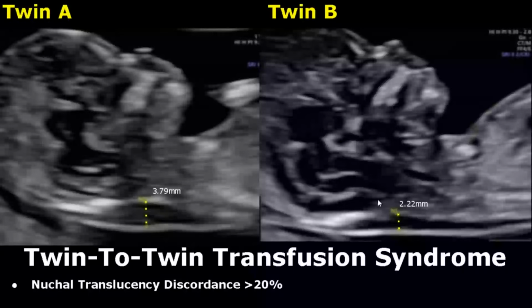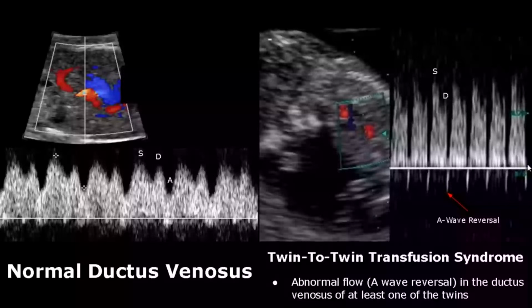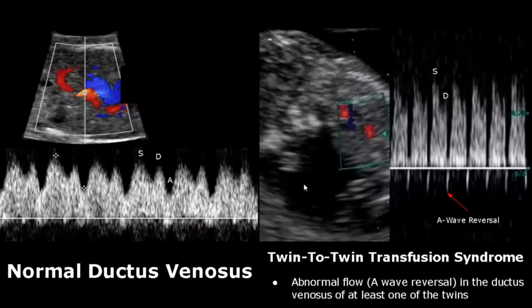A nuchal translucency discordance of greater than 20% is another sign of twin-to-twin transfusion syndrome. Here you can see a significant difference between NT values. Pulsed wave Doppler is very helpful in diagnosing twin-to-twin transfusion syndrome. Regarding ductus venosus, we may find A wave reversal in at least one of the twins.